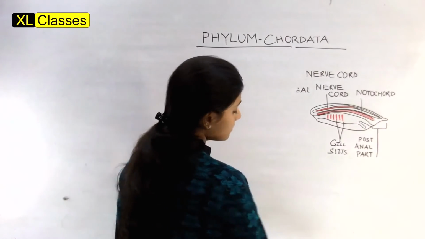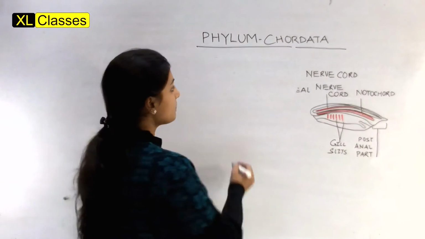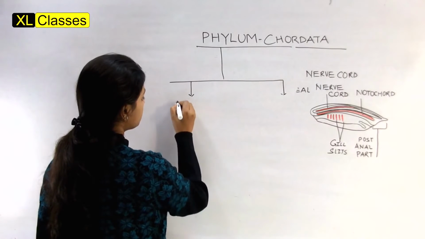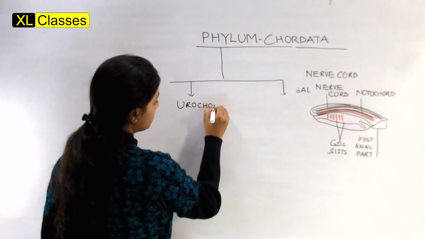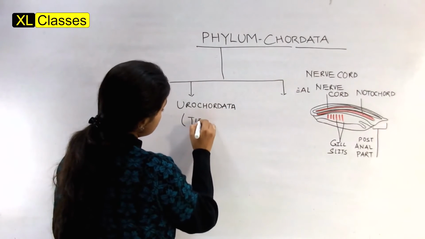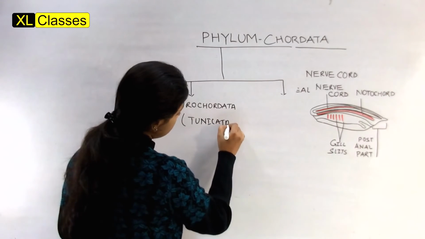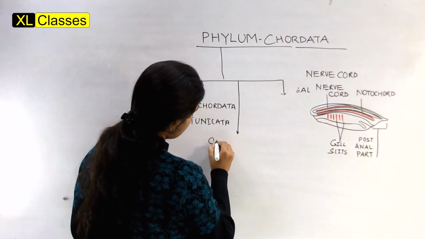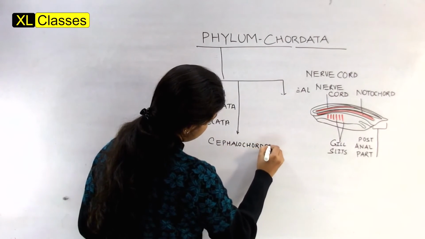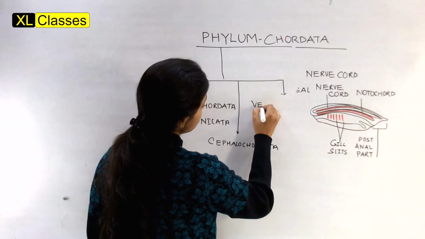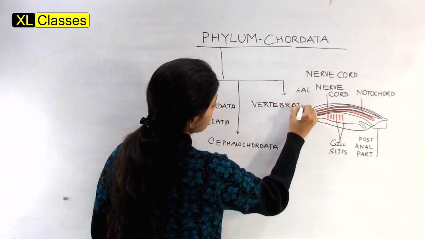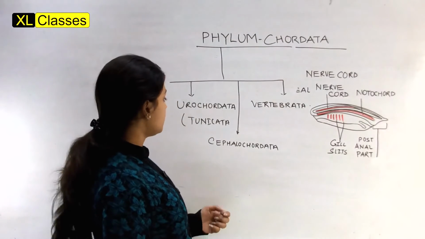The phylum Chordata is further divided into three subphyla. They are as follows: Urochordata, which is also called Tunicata. The second one is Cephalochordata. And the third one is Vertebrata. So in these three subphyla, the phylum Chordata is divided.